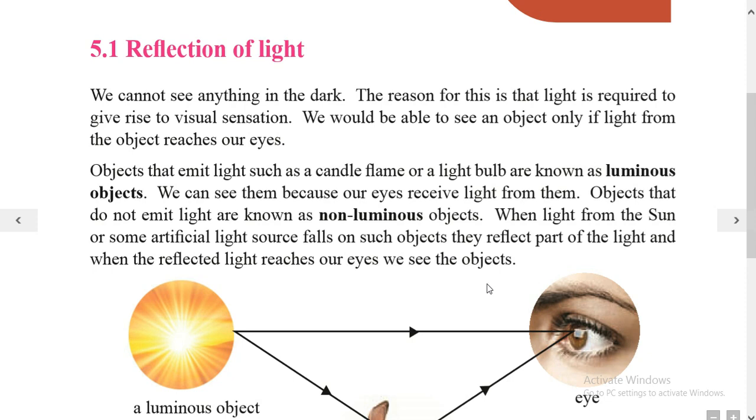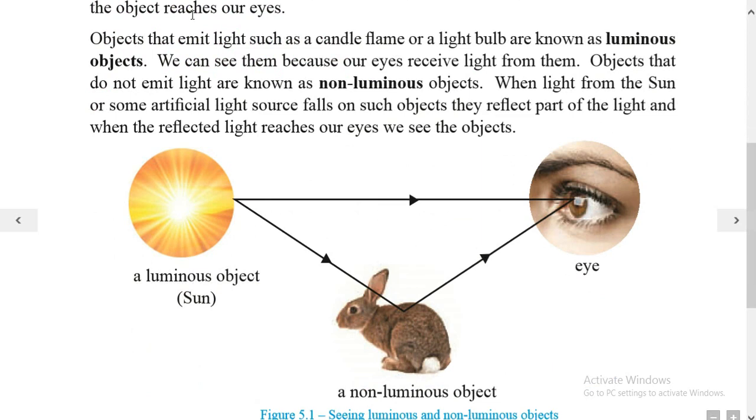Non-luminous means objects that do not emit light. The moon is a non-luminous object. The moon, planets, and also wood, concrete, plastic, and polystyrene are examples of non-luminous objects. Then look at this diagram.